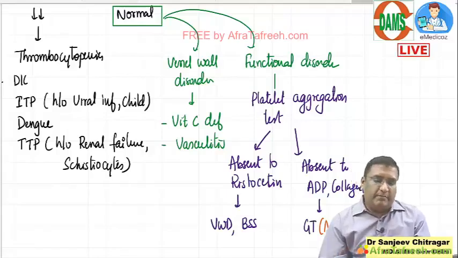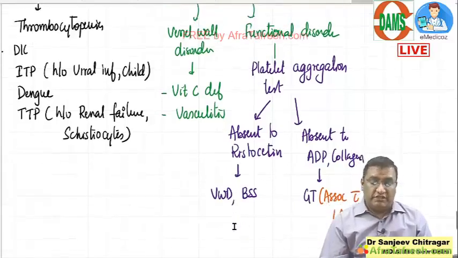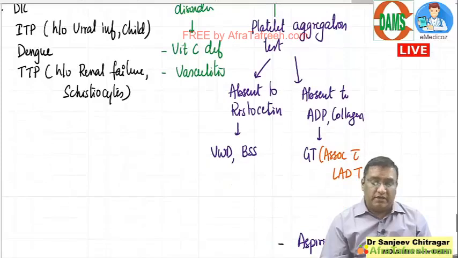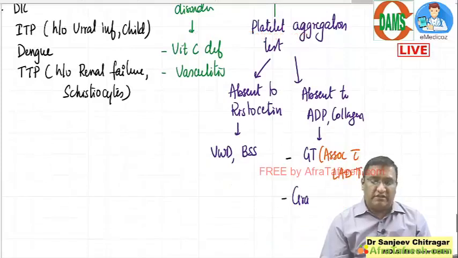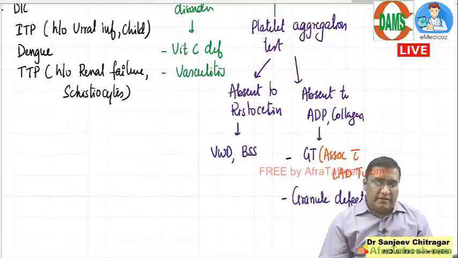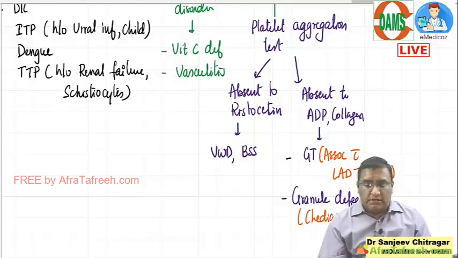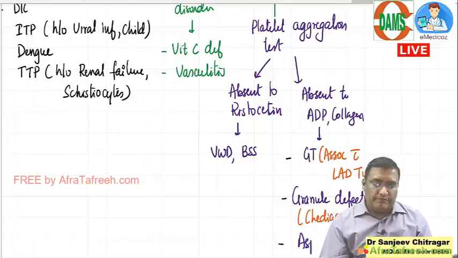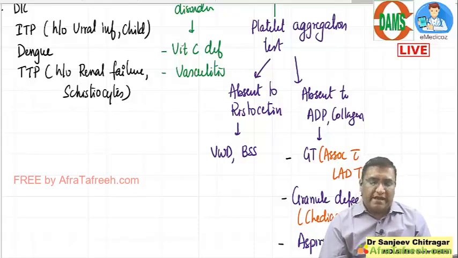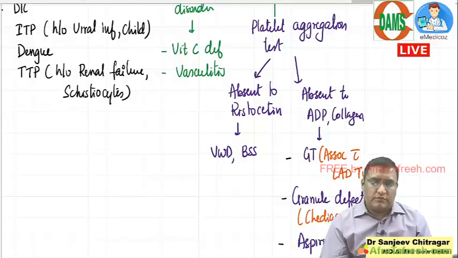Yes, absent ADP and collagen: Glanzmann thrombasthenia, which is associated with LAD, type 3 LAD. Platelet granule defect: Chediak-Higashi syndrome. Aspirin intake.